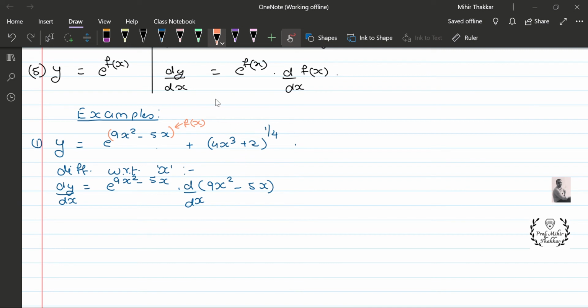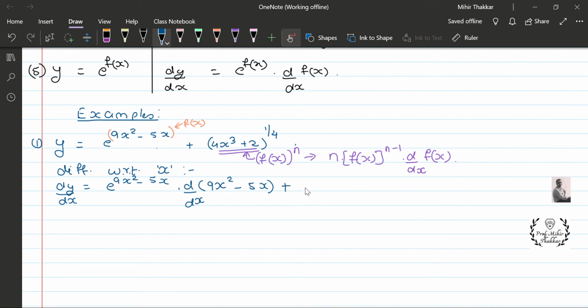Same way, for the second term, I have to consider this term as my f(x), and it is f(x) raised to 1 by 4, which is the same as f(x) raised to n. And what is the formula for f(x) raised to n? You got it right. It is n into f(x) to the power n minus 1 multiplied by the derivative of f(x). So let us see how we get this applied in this sum.